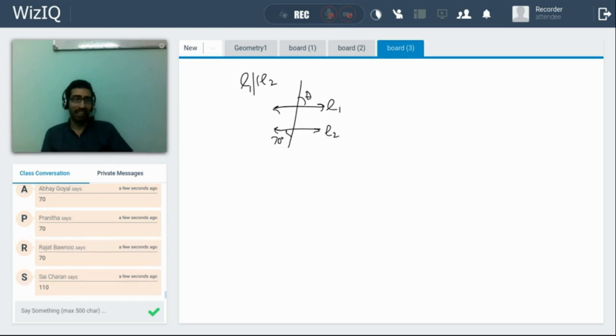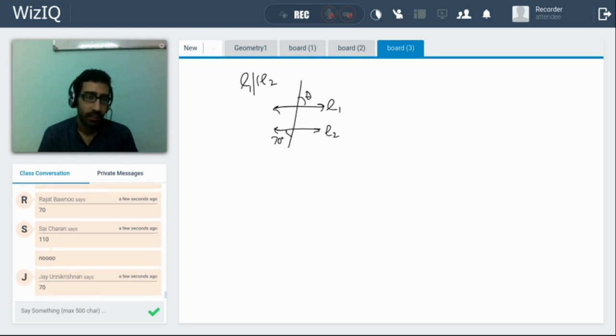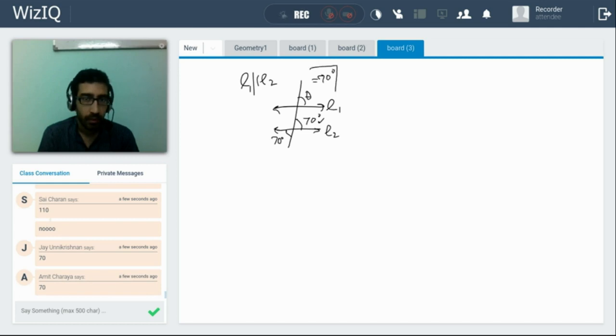But you don't even have to think here. It even looks parallel. It's not 110. Have a look. It is 70, for the very simple reason: if this is 70, then this is also 70, and theta is corresponding with this angle. Theta has to be equal to 70 degrees without shadow of doubt. Is that clear, guys? Yeah, that's right. Very good.